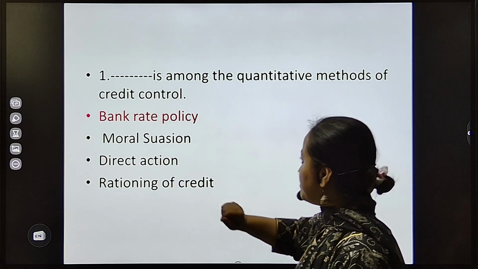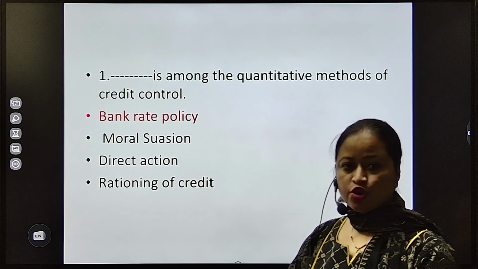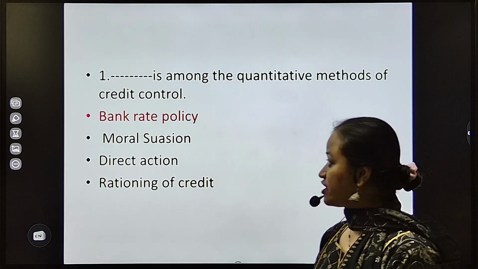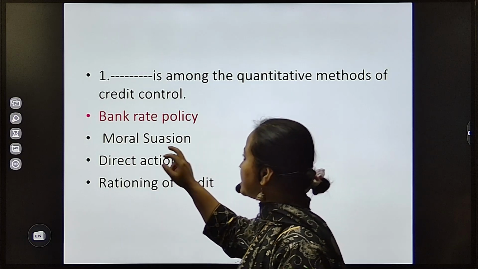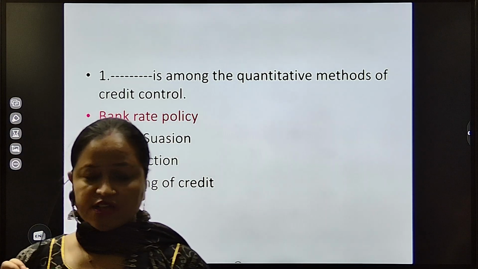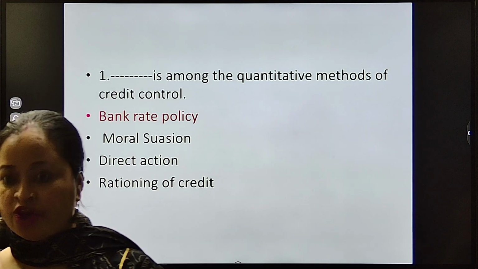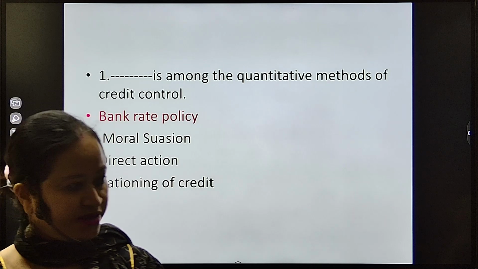Here, bank rate policy is the quantitative method, and the rest are all qualitative. So you have to choose the correct option, that is bank rate policy. Bank rate policy is the quantitative method of credit control of RBI. Clear?